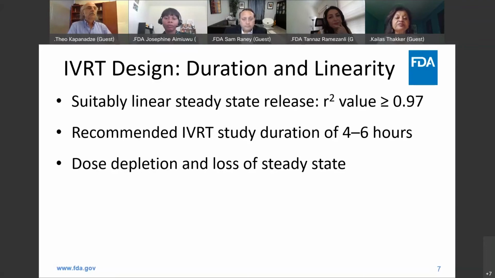If we say that in USP more, then I think it opens up a very different can of worms. So we really need to stay typical, and that's why we say typical. That doesn't mean all of them have to be 4 to 6 hours.